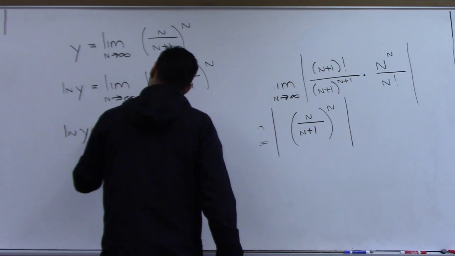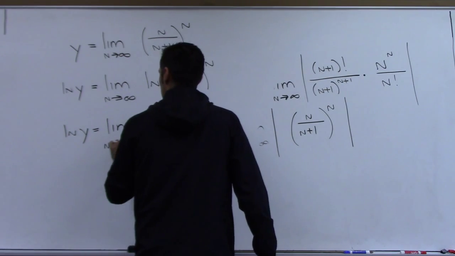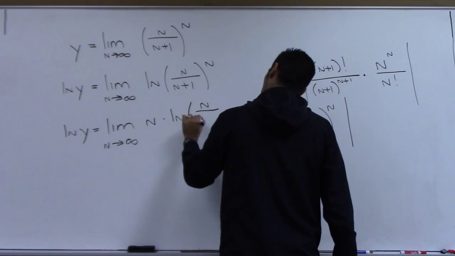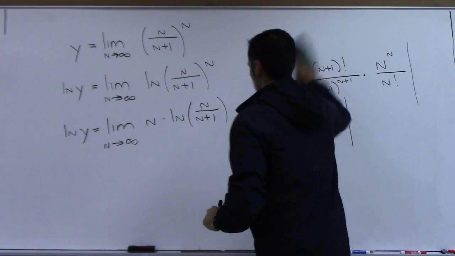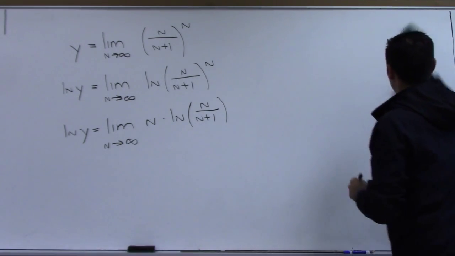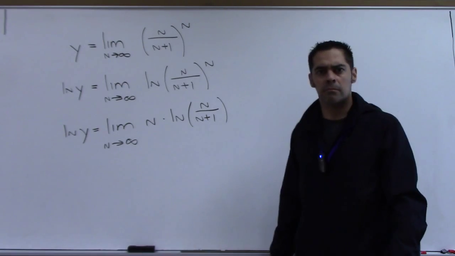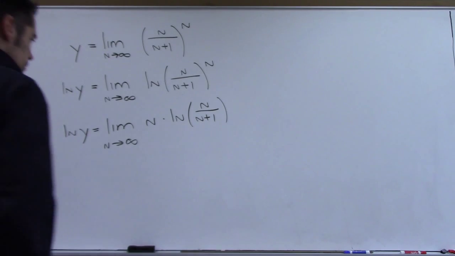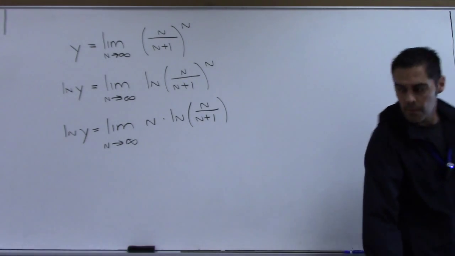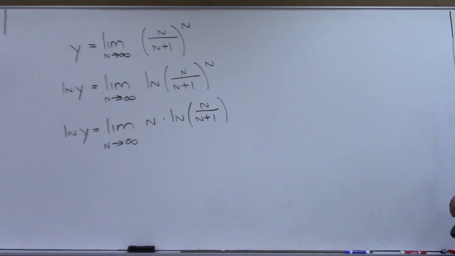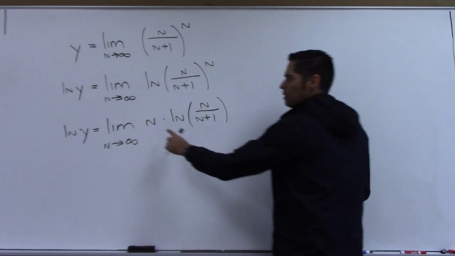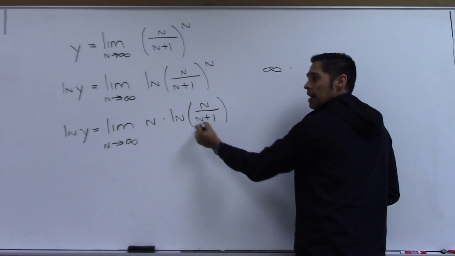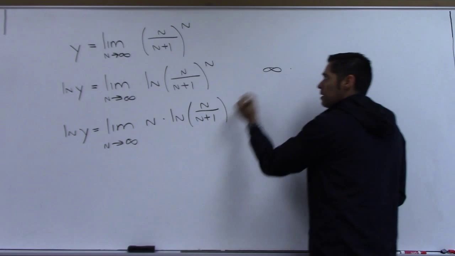Natural log of y equals the limit as n goes to infinity of n times natural log of n over n plus 1. Now what happens as n goes to infinity? This goes to infinity, and this goes to, we said, 1. Natural log of 1 is 0.